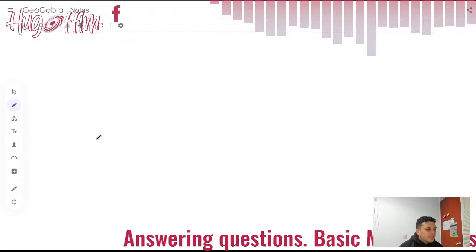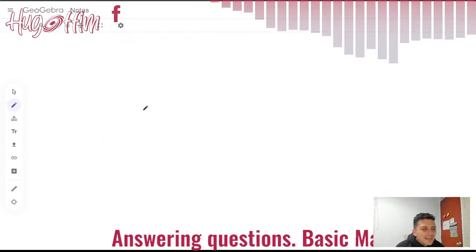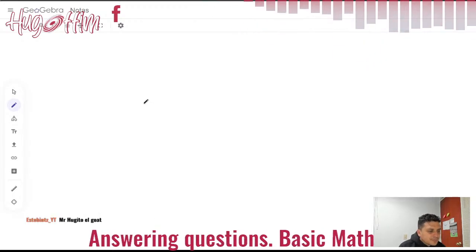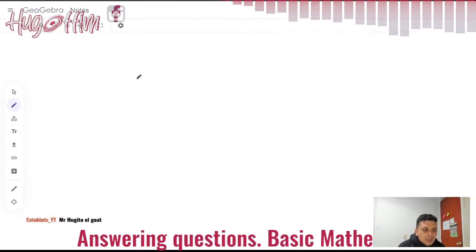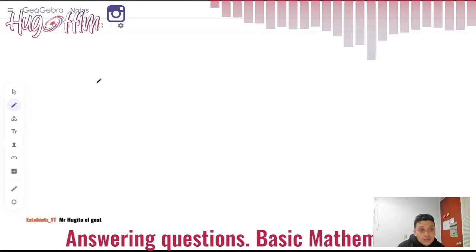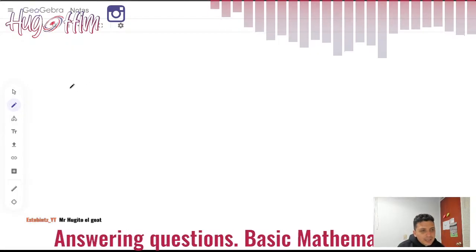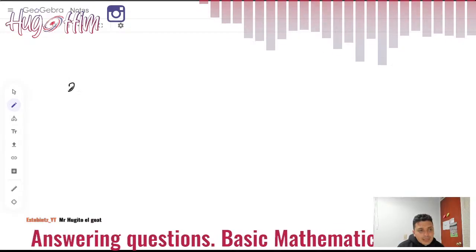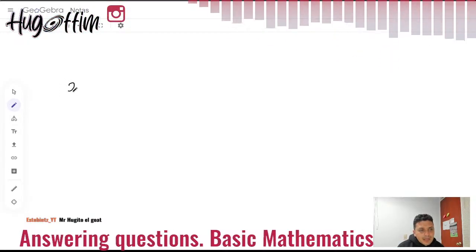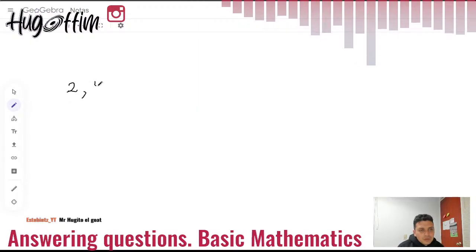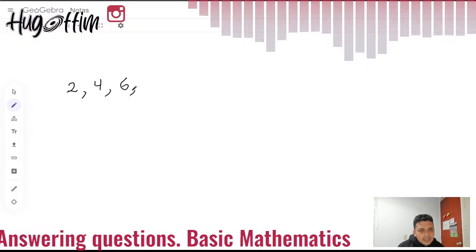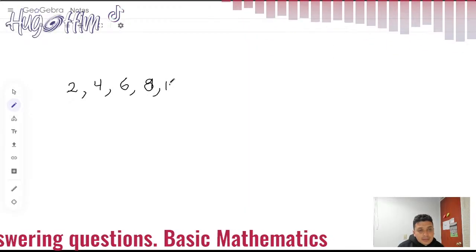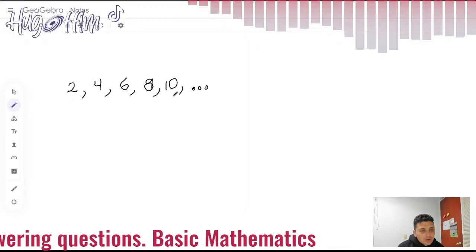And the last question is how to get the nth term of basic sequences. The basic sequences that I'm going to get here are sequences of this form. Let's say any sequence that has this form: 2, 4, 6, 8, 10, and it goes on.